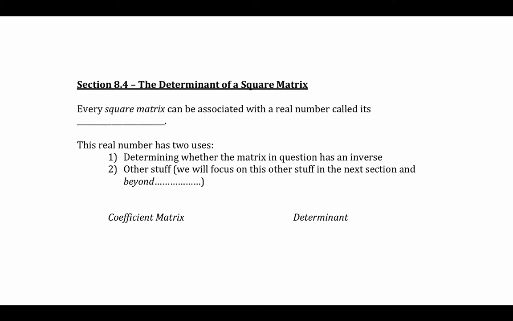Section 8.4 is about this thing we talked about a little bit in previous sections, the determinant of a square matrix. So every square matrix can be associated with a real number, and we call it its determinant.